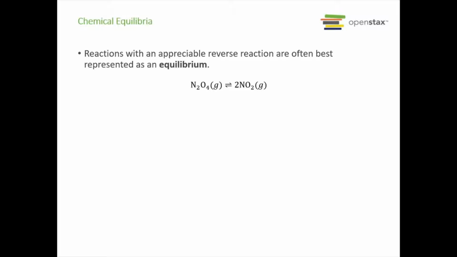So to start off, if you have reactions that have an appreciable reverse reaction, they're represented with an equilibrium. Like this reaction here, N2O4 and NO2. So what's happening is N2O4 is becoming 2NO2, but also those two NO2s are reacting with each other to form N2O4. So this is going back and forth. And eventually, when these rates are equal, they reach what is called equilibrium.